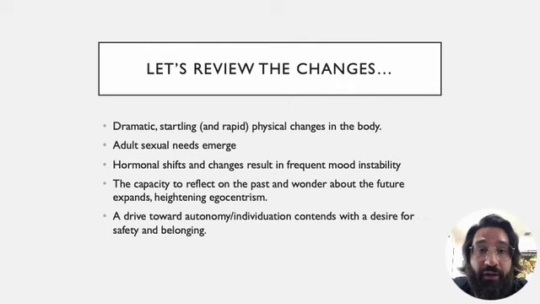So just quickly reviewing some of the major changes we've covered here, right? Dramatic, startling, and rapid physical changes in the body during puberty. We have the emergence of adult sexual needs, sexual interest. Hormonal shifts and changes result in frequent mood instability. The capacity to reflect on the past and wonder about the future expands, which really heightens this egocentrism, right? So this is where we start to think more and more about things from the past, but also where we're going in the future. And it all tends to be very self-focused in a lot of ways. A drive toward autonomy and individuation contends with the desire for safety and belonging.